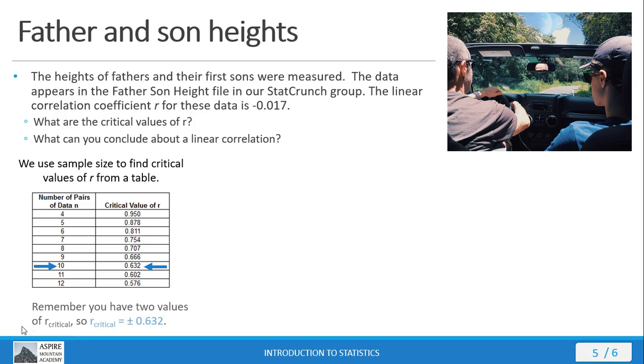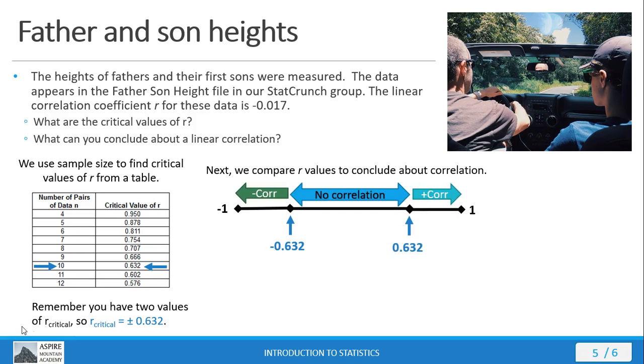But remember, we have two values for the critical value of R. One's positive and one's negative. So the table just lists the positive value. So again, don't forget the negative one. Now that answers our first question. We'll answer the second question by comparing our critical R values with the R value we get from the data.